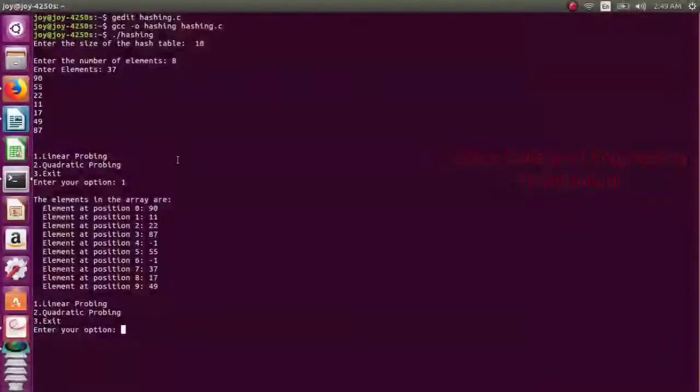See the first element is 37. It checks 37 mod 10, and the output is 7. So 37 is placed at the 7th index in the hash table. Then the second element is 90. 90 mod 10 means the remainder is 0, so it is placed at the 0th index. Next one is 55. 55 mod 10 means 5, so 55 is placed at index 5.